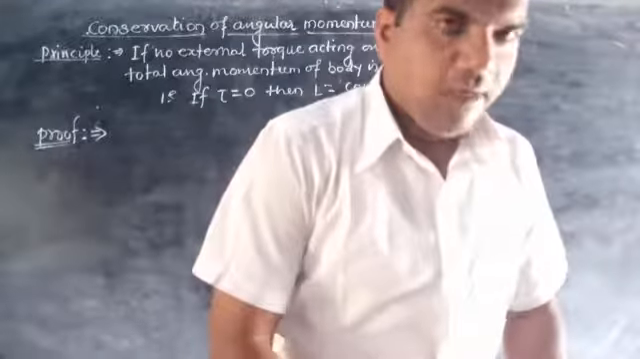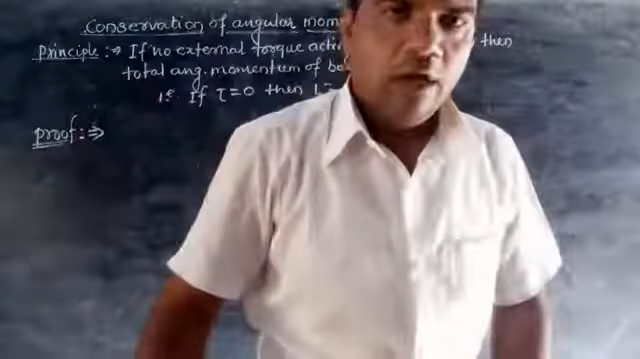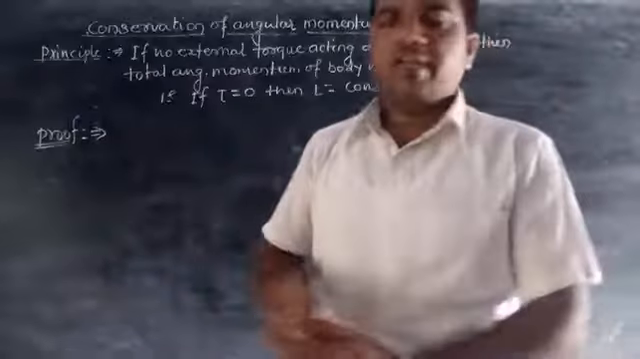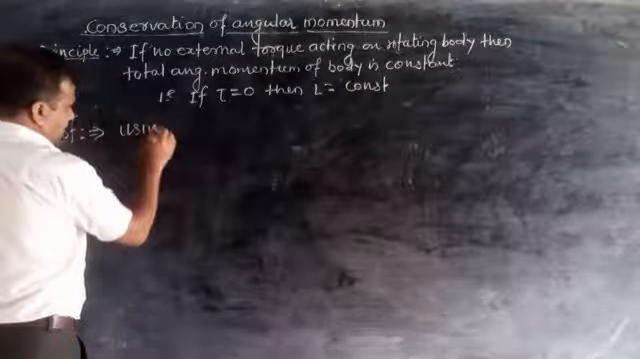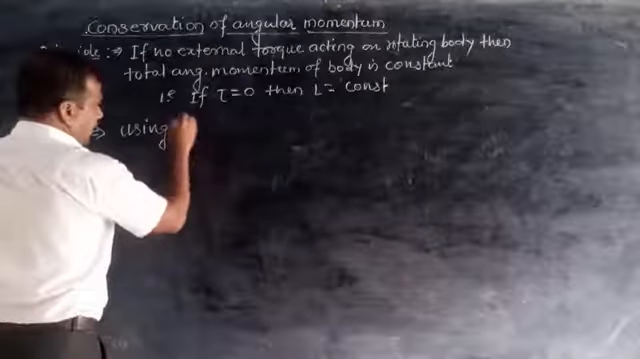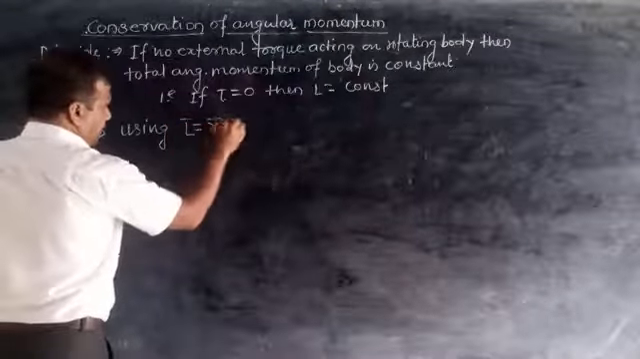Now this can be proved. We have the relation between linear momentum and angular momentum. So using L bar is equal to R bar cross P bar.